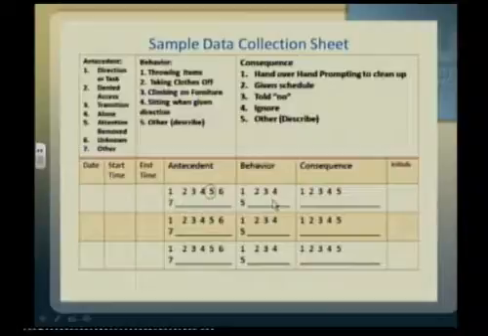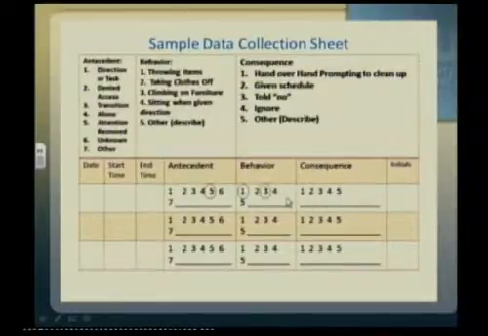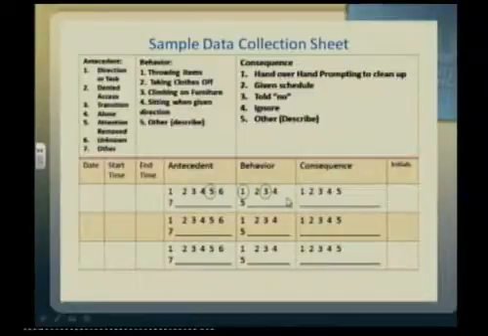Next, I want to note the behavior that occurred. Again, I'm going to be able to circle fairly easily. So number 1 is throwing items. Number 2, taking clothes off. Number 3, climbing on furniture. Number 4, sitting when given a direction. And then there might be other behaviors that I need to describe. Again, by using circles, I can very quickly note the behaviors that occurred.